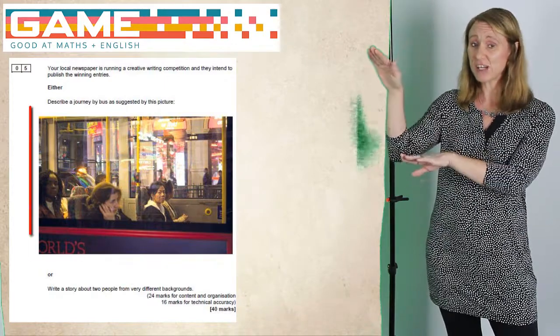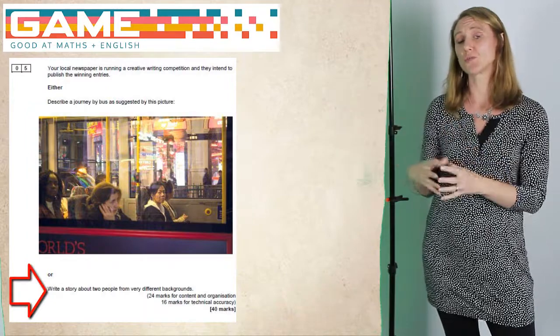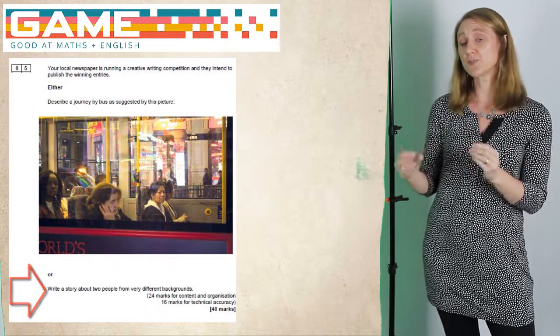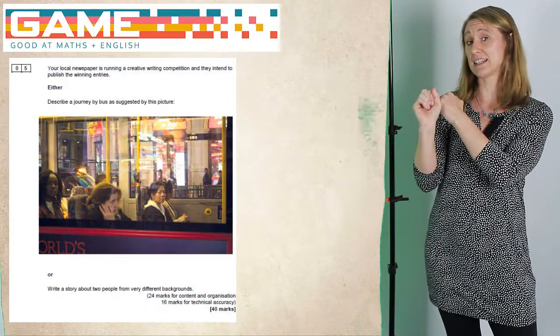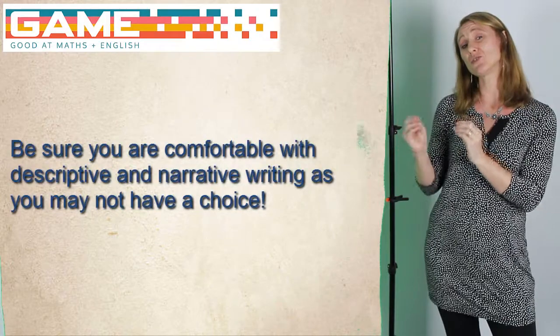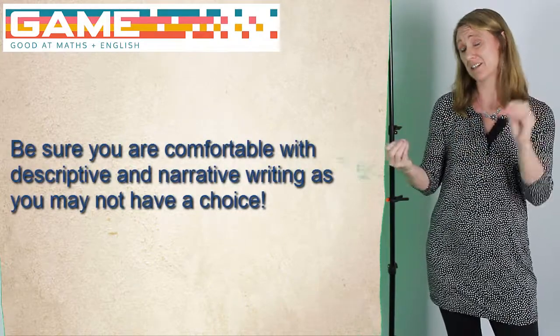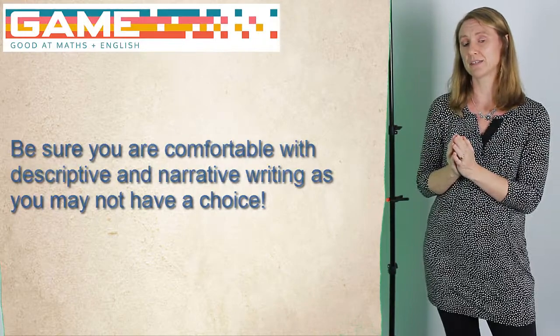It could be based on an image, you'll be given an image, and also you will have a statement, and you can choose which one you want to do. It's possible that you could be asked to have two narrative possibilities, or 2 descriptive possibilities, or one of each. But you need to ensure that you're confident with descriptive and narrative, because it is a possibility that you won't get a choice of descriptive or narrative.